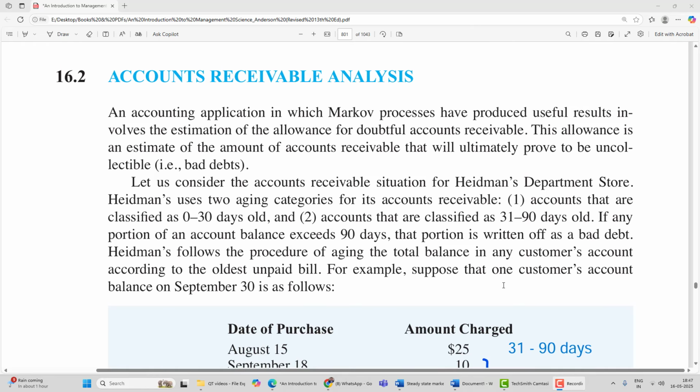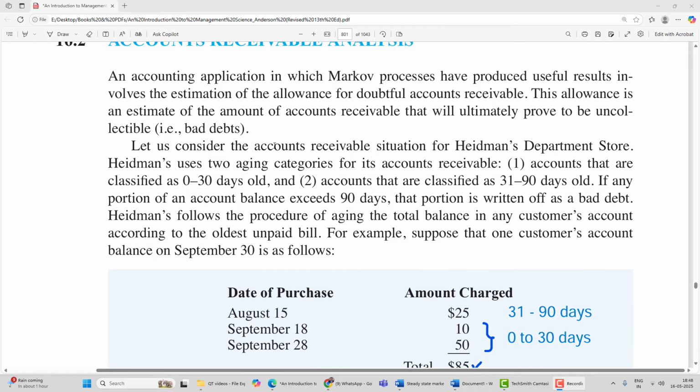Although this particular example uses account receivable analysis, similar applications can be used in some other fields, which I will also explain during the example. Right. So let us consider an account receivable situation for Hidman departmental store. Hidman uses two aging categories for the account receivable.